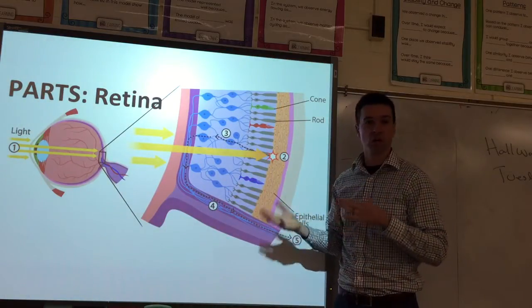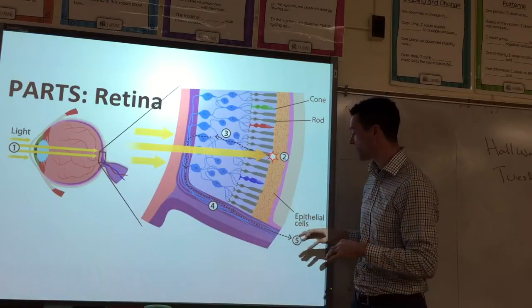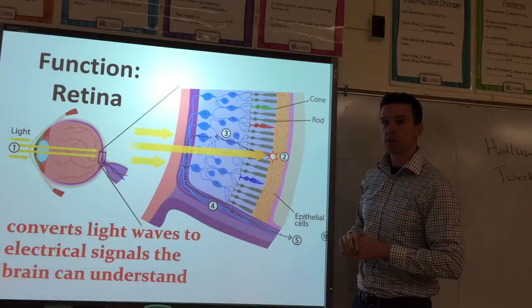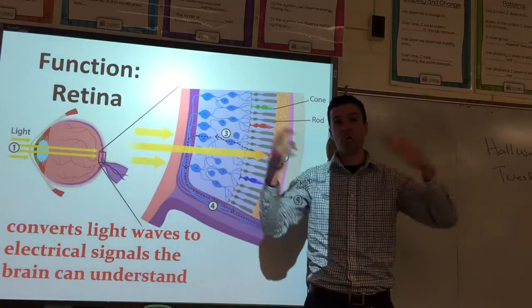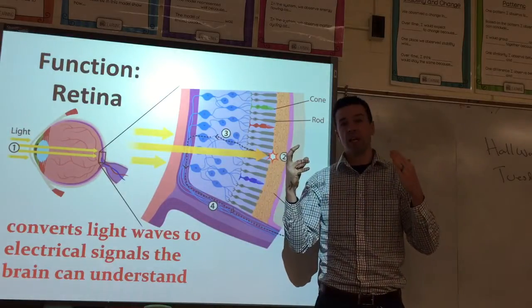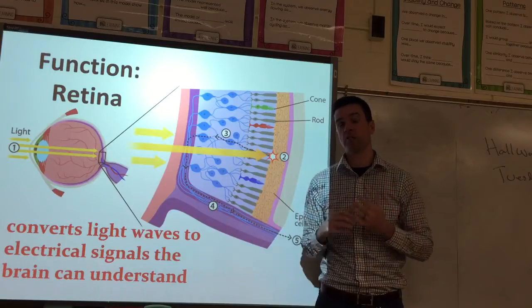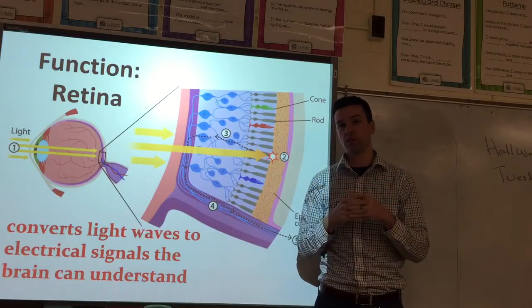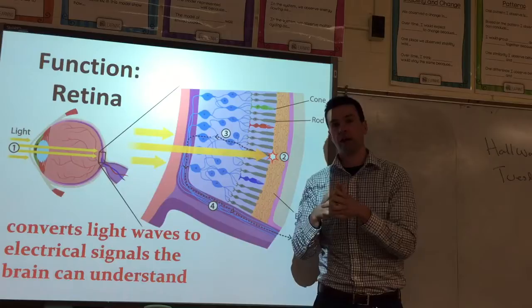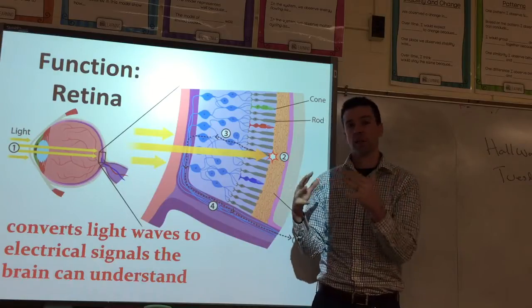We have these things called rods and cones that determine color and so on and so forth. But what we're going to talk about right now is that it takes those invisible light waves and changes them into what are called electrical signals, which is really how our brain and our nervous system works. It's a whole bunch of electrical signals. So it's like a conversion factory that turns light into electrical signals.